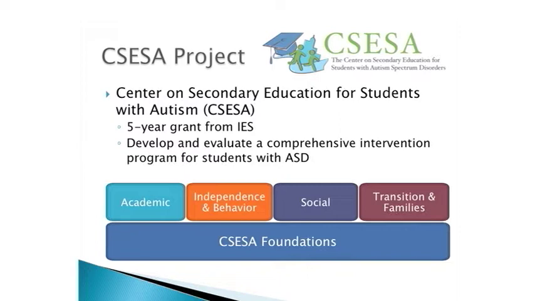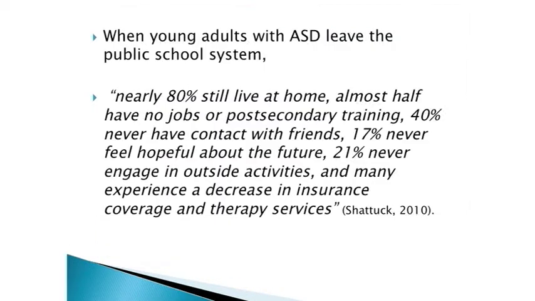Out of that project, what we found is that the services for high school students are incredibly lacking. We have really great interventions for preschool students. We have great interventions for elementary. And as kids age, the services become much less available, and certainly the evidence for those services becomes much less available. These statistics are pretty disturbing.